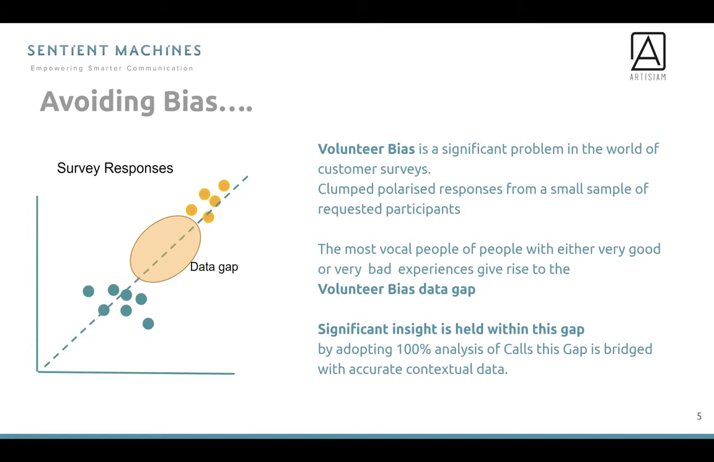Volunteer bias is important because the key thing that happens with it is that, from a personal perspective, people tend to be polarized in their responses. If something either very good happens to you or very bad happens to you, you're motivated.